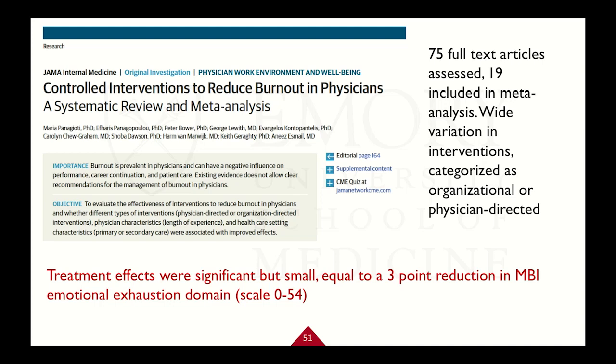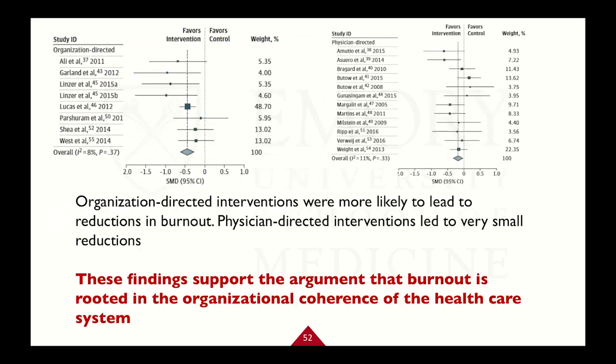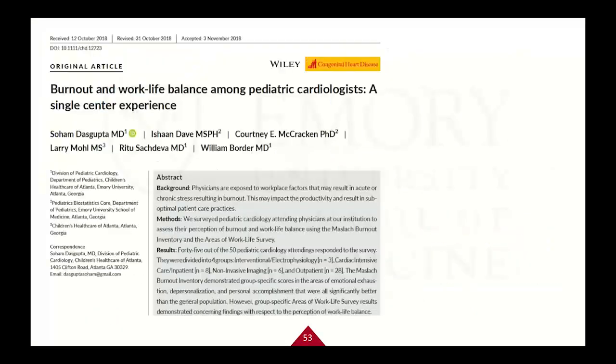Both were positive, but overall, the treatment effects were small, equal to a 3-point reduction overall for the organizational interventions in the MBI emotional exhaustion domain, which has a scale between 0 and 54, if you use the traditional. So that's microscopic. And this is a summary of that finding. Their conclusion overall was these findings support the argument that burnout is rooted in the organizational coherence of the healthcare system, and that's why organizational change is probably the most effective, right? Leave us to figure out yoga for ourselves. I think it's fair to say.